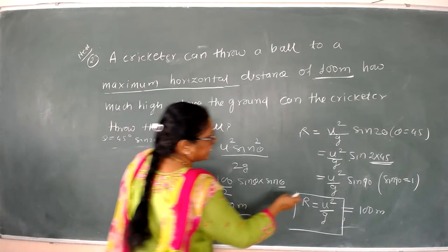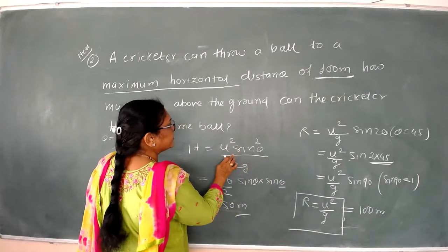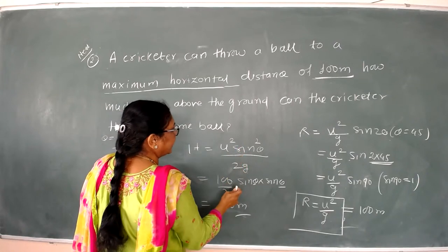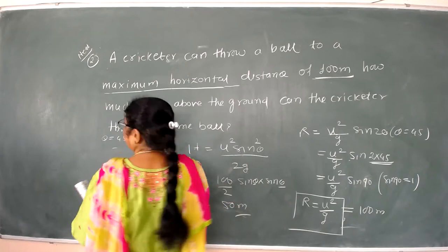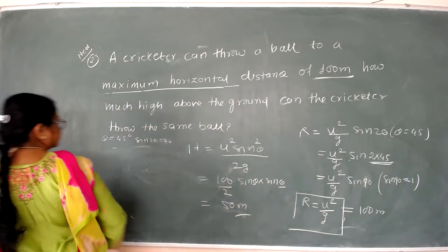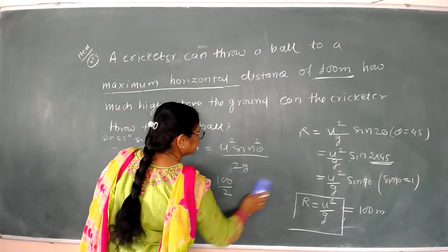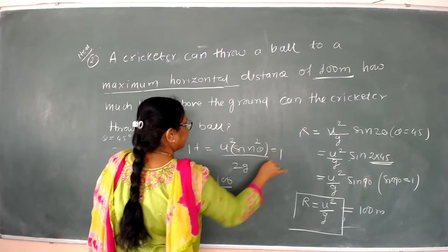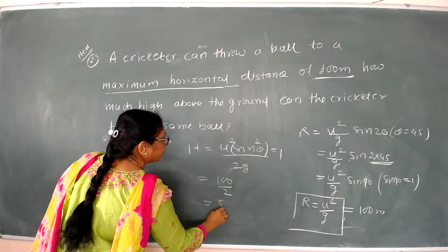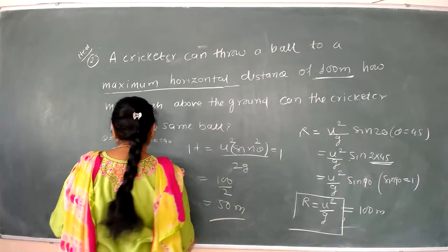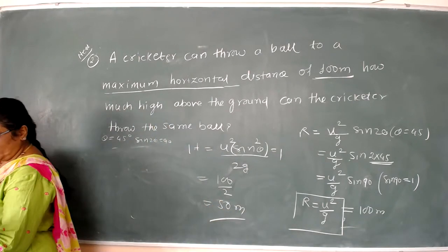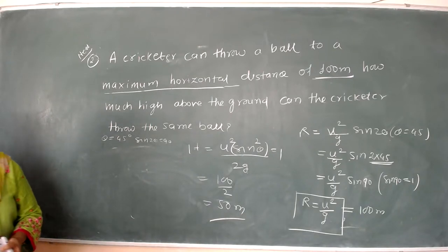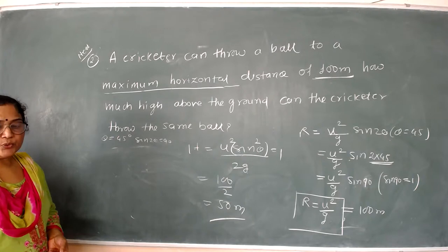So see here, sin theta is maximum, that is sin 90. Sin 90 is equal to 1. That value is 1. The value of sin 90 is equal to 1. Therefore, 100 by 2 is equal to 50 meters. So this time, we calculate the value of the maximum height. The maximum height covered by the projectile is equal to 50 meters.